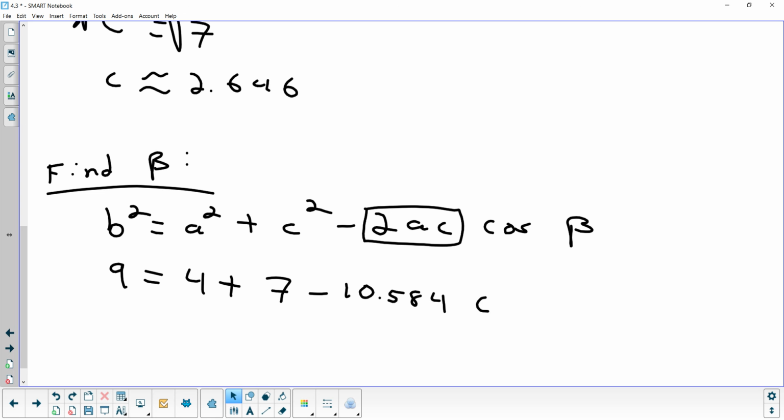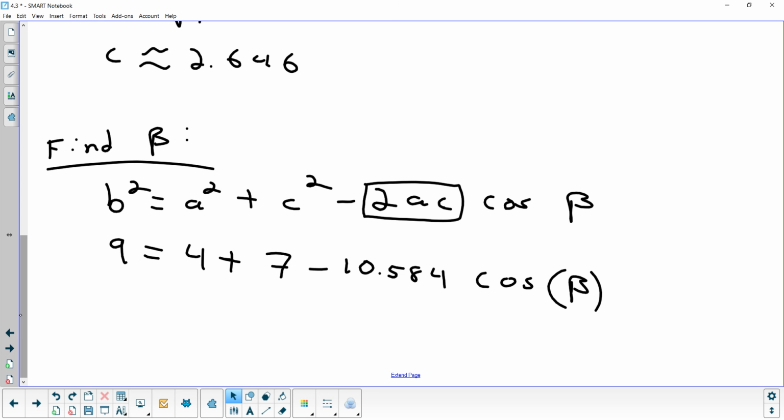All right, now cosine beta. Now this one is pretty much the opposite of the last one. The last one we pretty much had the variable by itself. This one, the variable is definitely not by itself. There's a lot of stuff on this side, and everything needs to go to the other side. If there's any like terms, we might as well combine those first. Do I have any like terms on the right side?